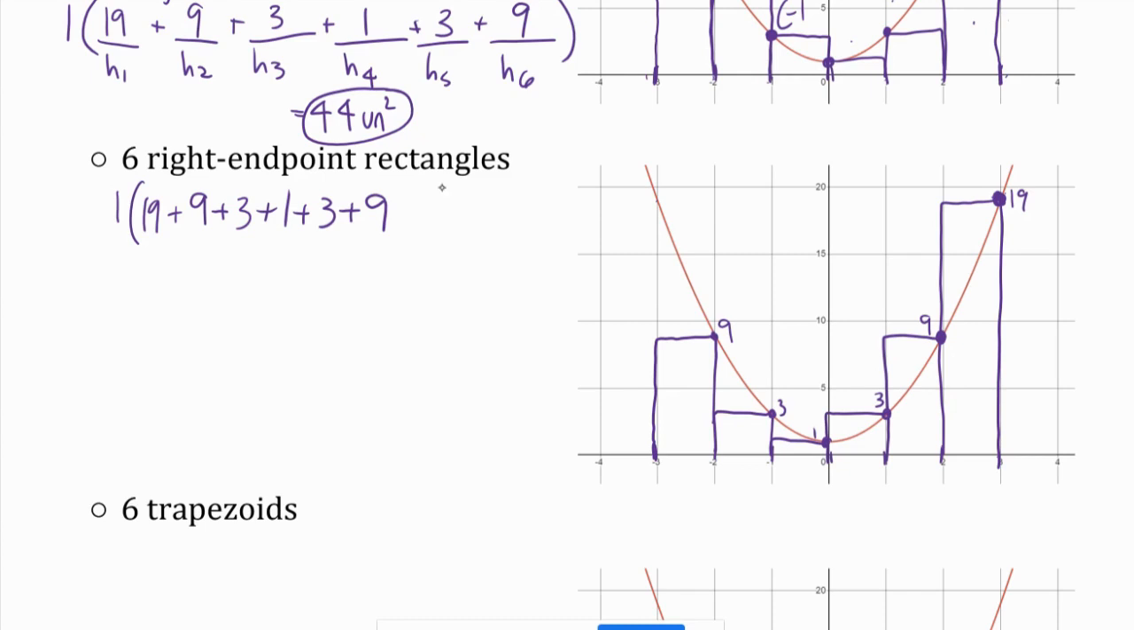plug in the values. So if I plug in -2 into my function, -2 squared is 4. 4 times 2 is 8, plus 1 is 9. All right, and then I add all these up, and again, I get 44 units squared.